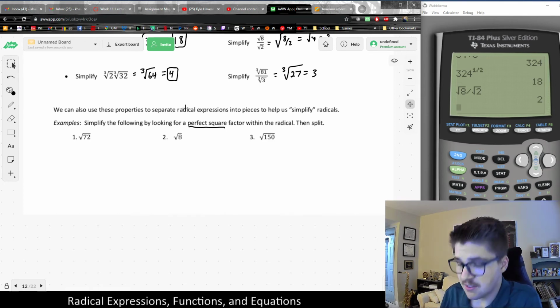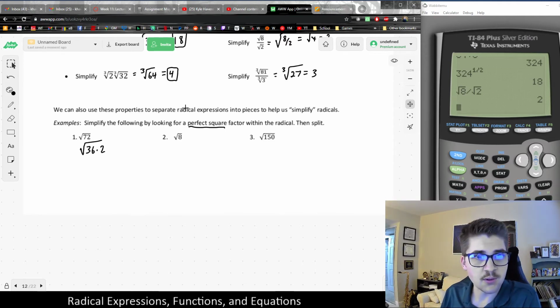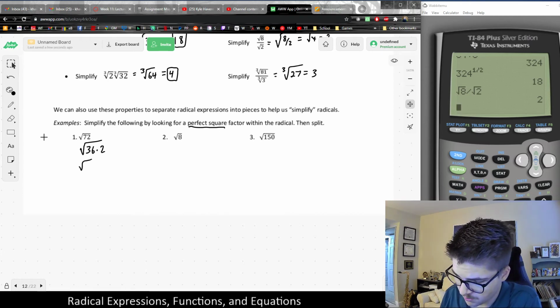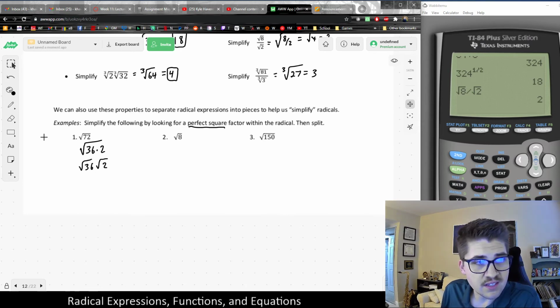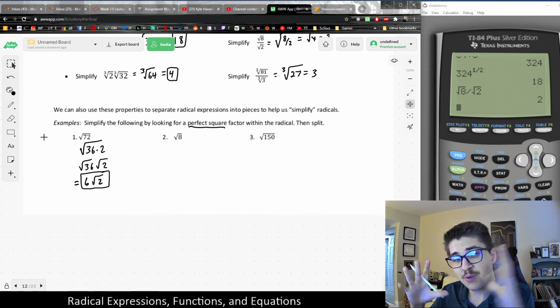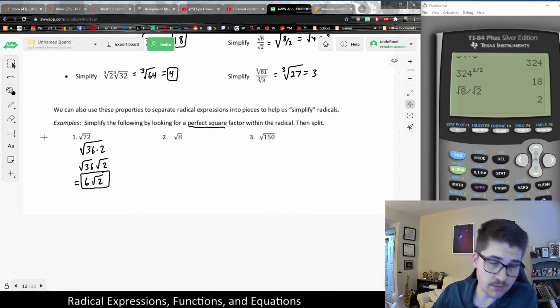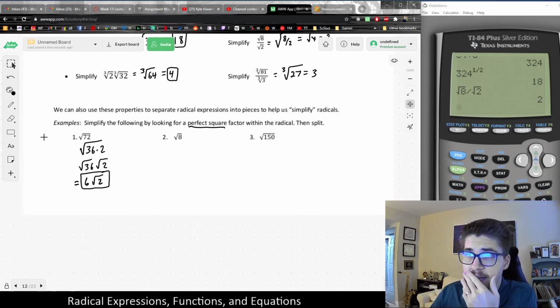But like in the case of 72, 72 is 36 times 2. And the reason why that factorization is helpful is because 36 is just 6 squared. So if I were to break this down by property number 1 above, this would be the square root of 36 times the square root of 2. And the square root of 36 is, of course, just 6. So essentially, simplifying the radical means making the radicand smaller by breaking it down into parts that I can take the square root of, doing so and rewriting it as this.